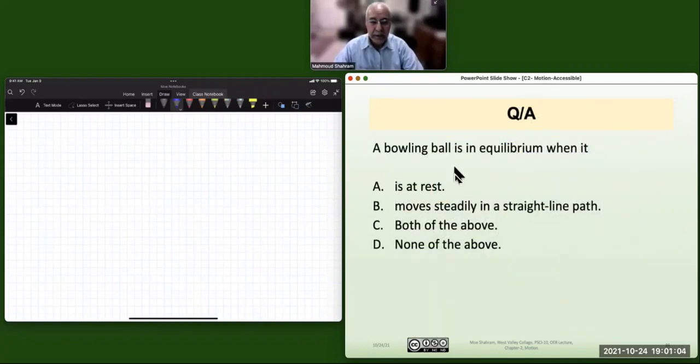One question is, is a bowling ball in equilibrium? When would that be? Well, obviously when it's at rest, it's in equilibrium. But when it's moving steadily in a straight line path, it also could be in equilibrium. This equilibrium is dynamic equilibrium, and this one is static equilibrium. So both of these are correct.